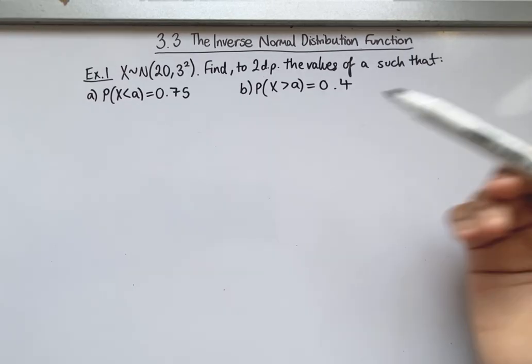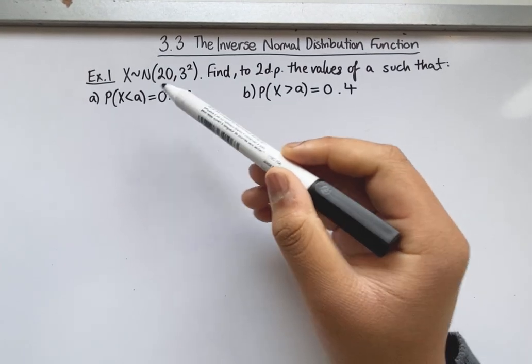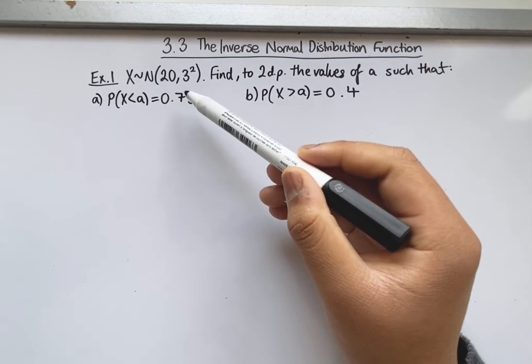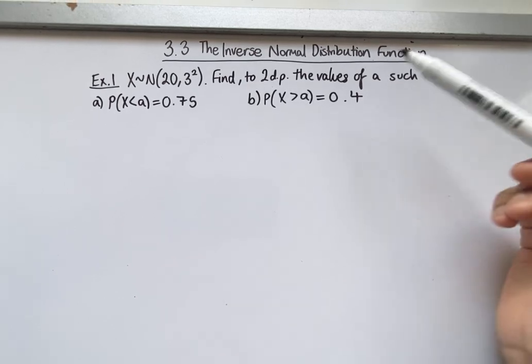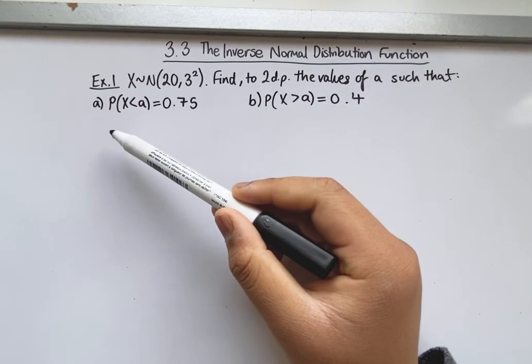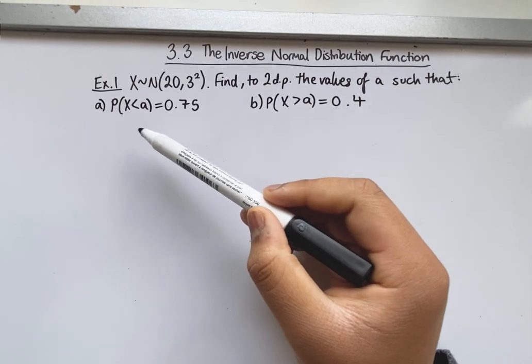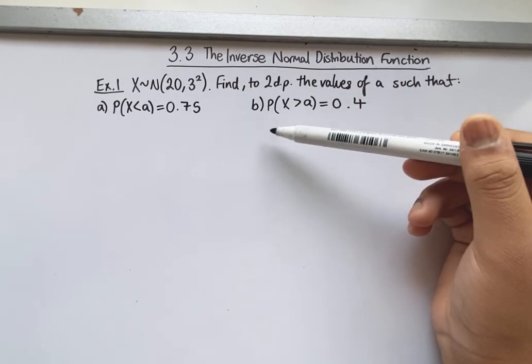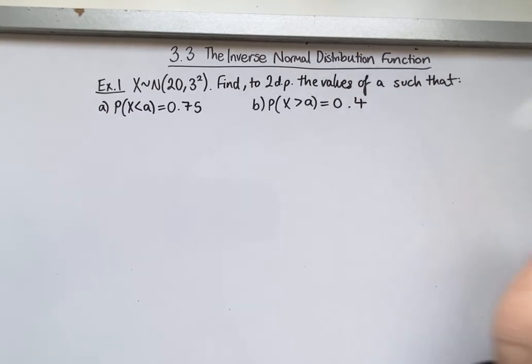Let's do some examples. X follows the normal distribution with a mean of 20 and a standard deviation of 3. Find to 2dp the values of a such that the probability that X is less than a is equal to 0.75 and the probability that X is greater than a is equal to 0.4.